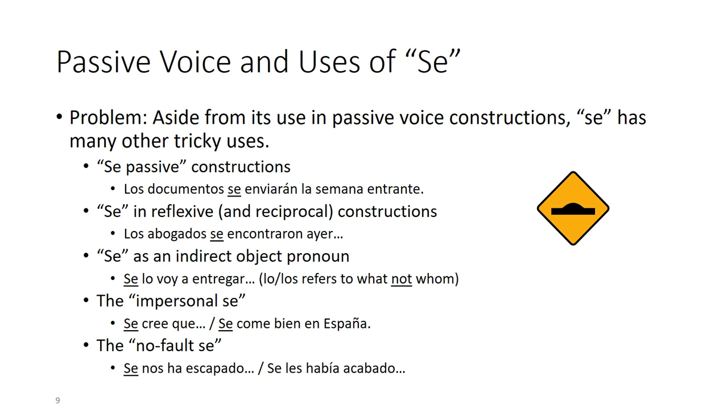The impersonal se cree que, or se come bien en España. The no-fault se, right, that people like to call this the no-fault se, se nos ha escapado o se les había acabado. So that little particle se has so many uses that are so different, and some of them are actually very similar, that it can be confusing for language learners, but also for native speakers. So definitely the use of se is a speed bump going from English to Spanish.